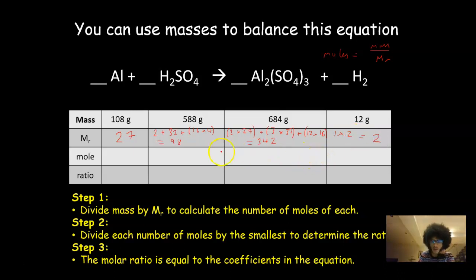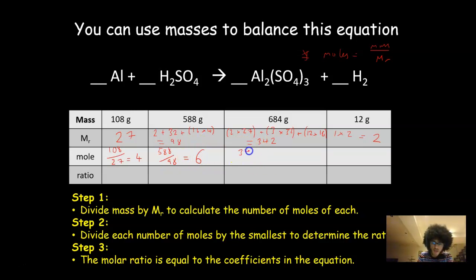So now let's work out the moles. Now remember, moles is mass divided by MR, so it's 108 here, that's my mass, divided by 27, and that gives me, I believe, 4. Over here, I've got 588 divided by 98, and that gives me 6.